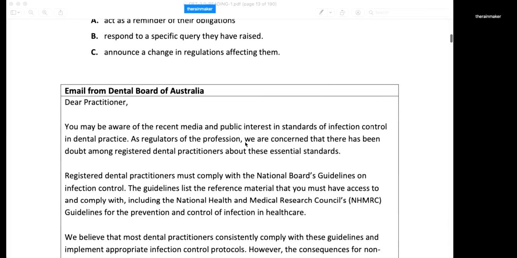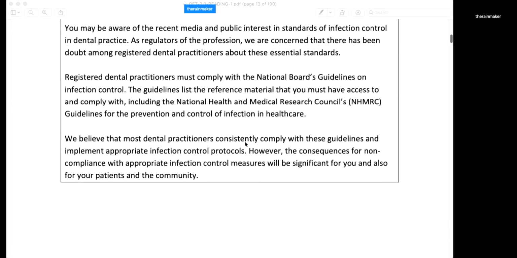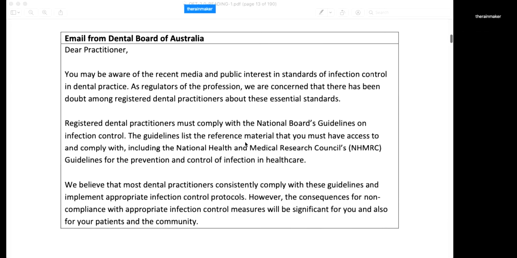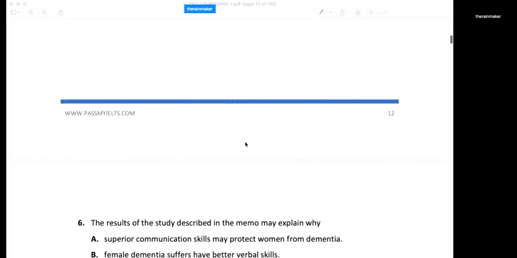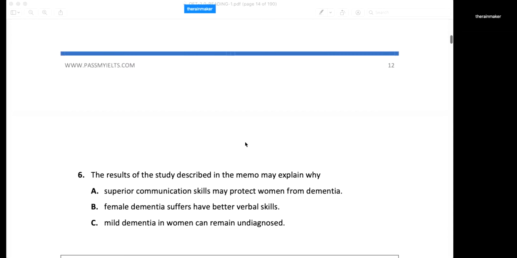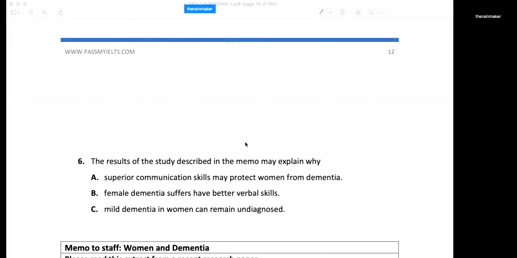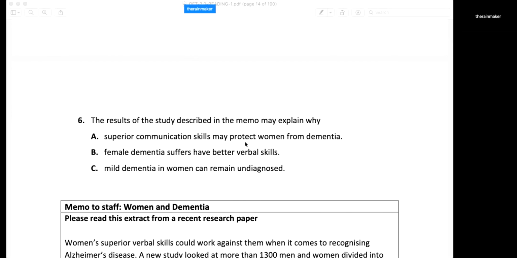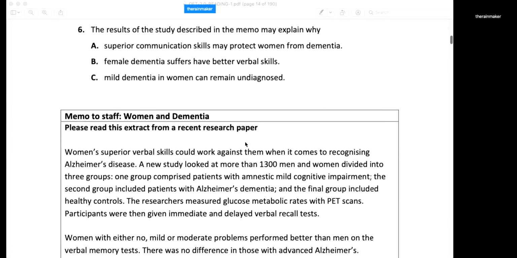Then we have an email from the Dental Board of Australia. Look at that, 3 paragraphs again, and you're going to read your options and attempt, right? This is how. Now look at this one. "The results of the study described in the memo may explain..." This also has predictability. "Superior communication skills may protect women from dementia." Don't you think that's the biggest nonsense you've ever heard in your life? As a medical doctor, it's wrong. "Female dementia sufferers have better verbal skills." Who told you that? We've never learned that. Its answer is pointing towards C. Even if you don't read, you know that the answer is C.